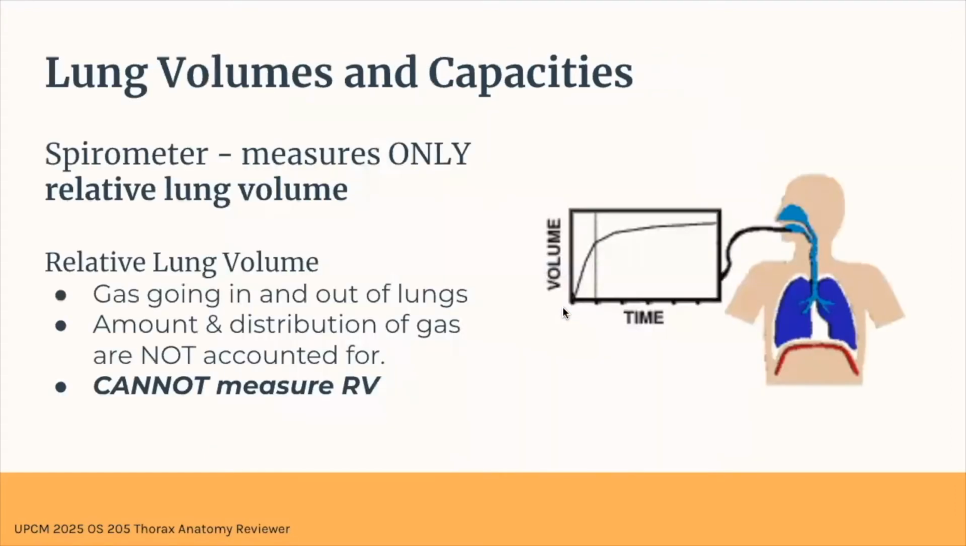Okay? So next, lung volumes and capacities. So your spirometer is a device that measures only relative lung volume. So ano ba yung relative lung volume? It's actually the volume of gas that goes in and out of your lungs. Your relative lung volume does not account for the amount and distribution of gas.